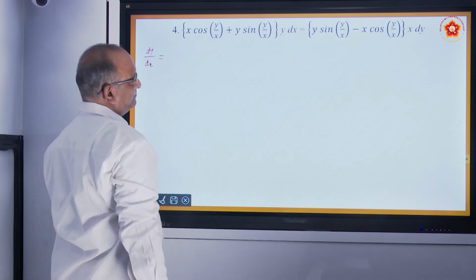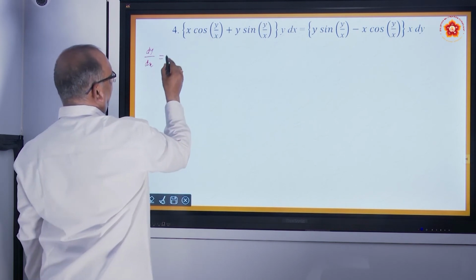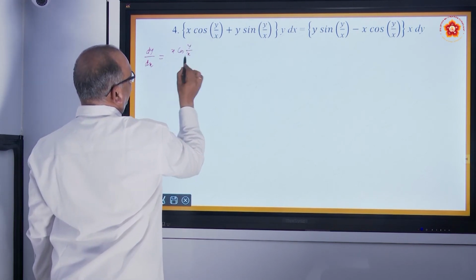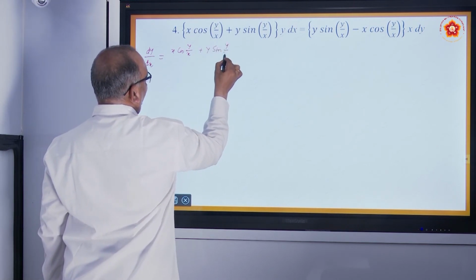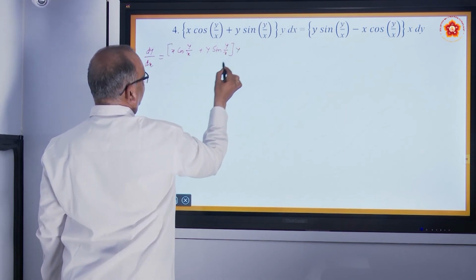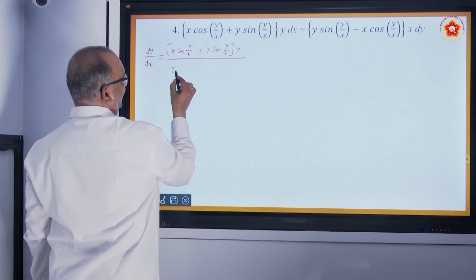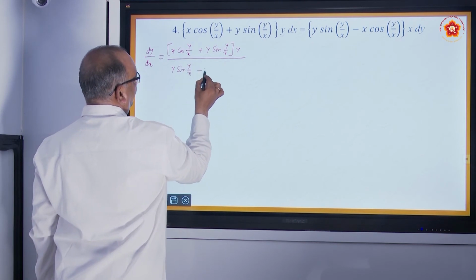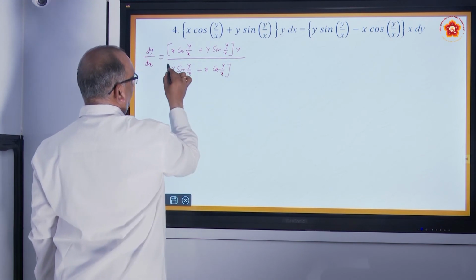equal to, that particular bracket should come here. So, this will remain as it is, x cos y by x plus y sin y by x. Remember, outside there is y upon, get that bracket here, y sin y by x minus x cos y by x, and then you have x.